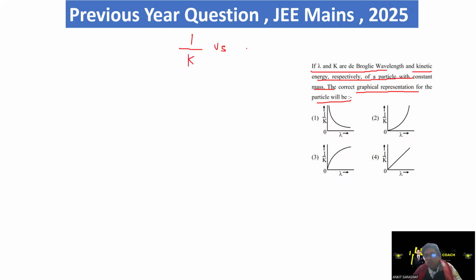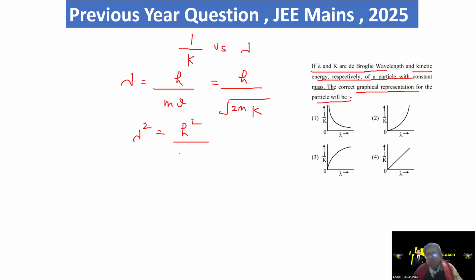So what is k actually? K is kinetic energy. We know that lambda is h by mv, and mv is under root 2mk. If we do a squaring, lambda square will be h square by 2mk. Understood? This we can take as constant.